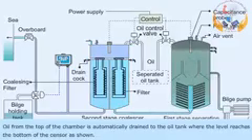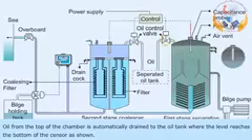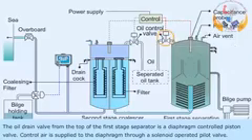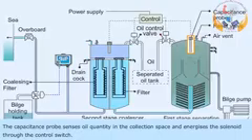Oil from the top of the chamber is automatically drained to the oil tank, where the level reaches the bottom of the sensor as shown. The oil drain valve from the top of the first stage separator is a diaphragm-controlled piston valve. Control air is supplied to the diaphragm through a solenoid-operated pilot valve. The capacitance probe senses oil quantity in the collection space and energizes the solenoid through the control switch.